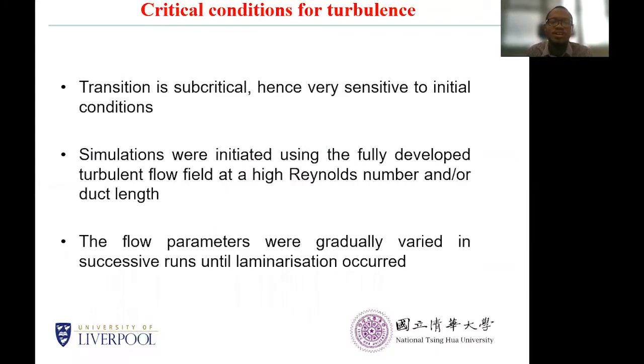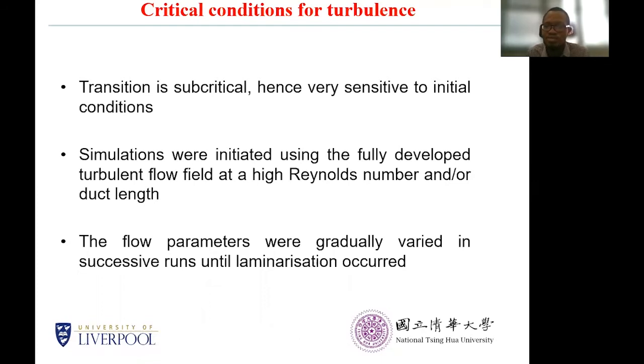We know that the transition from laminar to turbulent state is subcritical in ducts. So this is very sensitive to initial conditions. In theory, you can have laminar flow indefinitely. Well, as soon as you introduce disturbances into the flow, then the flow becomes turbulent. And the Reynolds number at which you obtain a turbulent flow is dependent on the amplitude of the disturbance introduced into the flow.